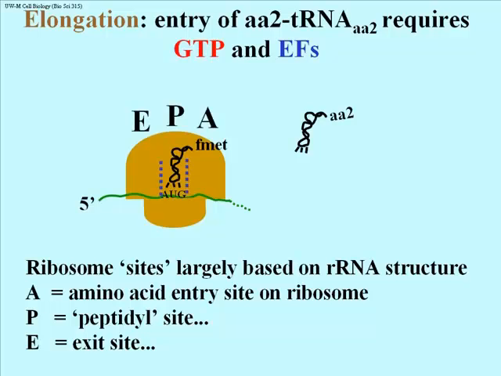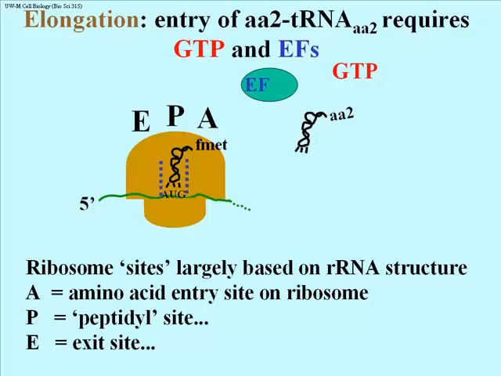We recognize on the ribosome that is about to do elongation 3 sites. They're basically binding sites. We have the A site, which you see on the right, and that's the amino acid entry site. As you might guess, amino acid 2 with its tRNA is going to enter at that site. The P site stands for peptidyl site, and you will see why that's called the peptidyl site in just a moment. And the E site is the exit site. Again, you will see why that would be called the exit site in just a moment as we follow what happens.